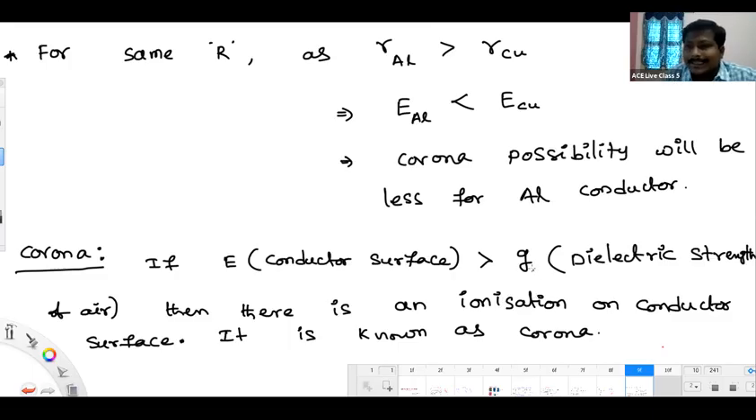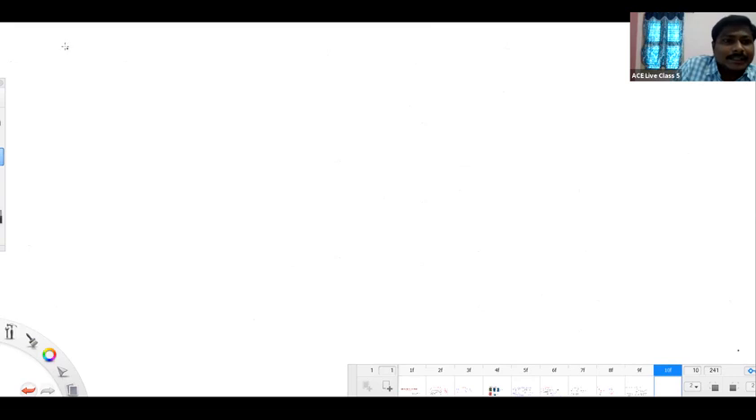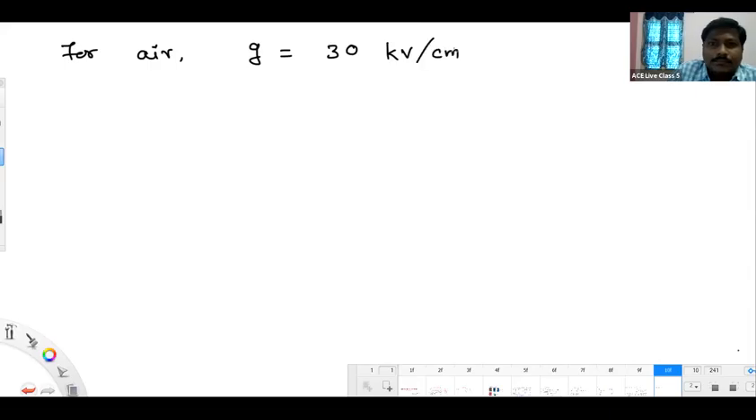Fine. What is the G? The dielectric strength of air? How much? Anybody? Can you tell me? What is the dielectric strength of air? Ionization means it's a breakdown on the surface of the conductor. See, actually, the dielectric strength of air will be 30 kV per centimeter. 30 kV per centimeter is the dielectric strength of air.